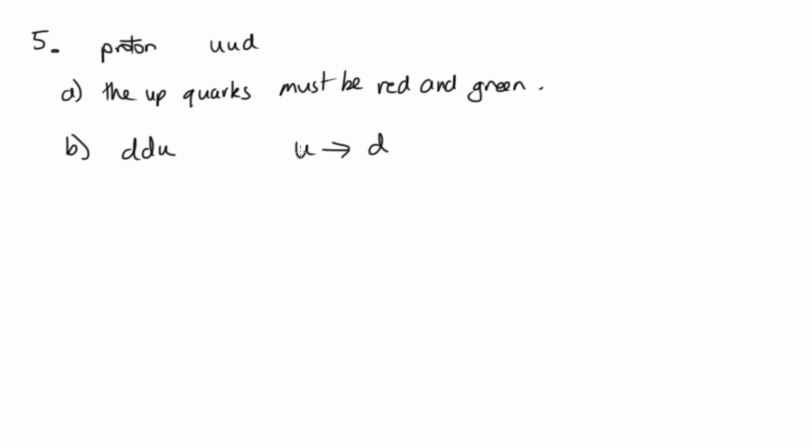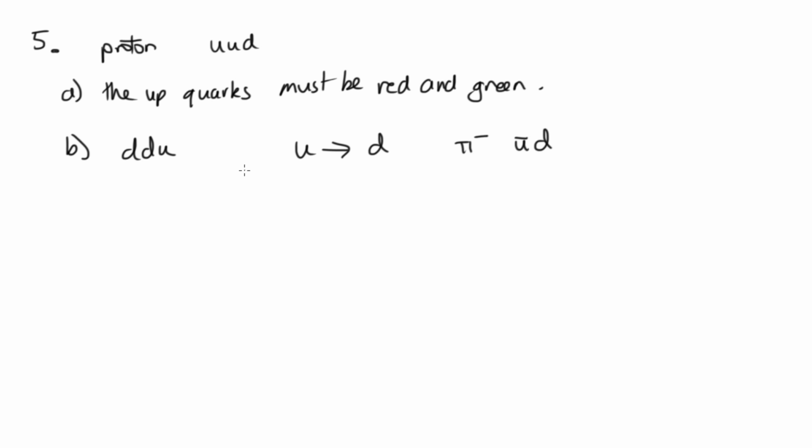Okay, so if we wanted to get from an up quark to a down quark, we could do that by absorbing a pi minus meson. So a pi minus meson consists of an anti-up and a down quark. So if this proton absorbed the pi minus meson, it would convert into the down, down, up.